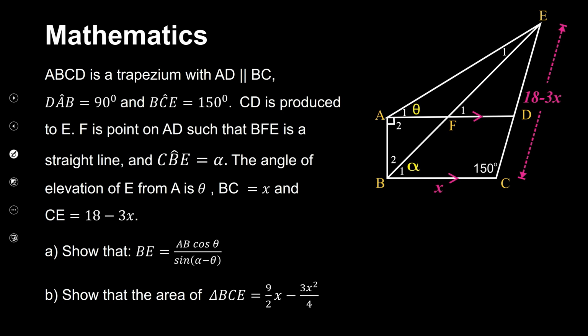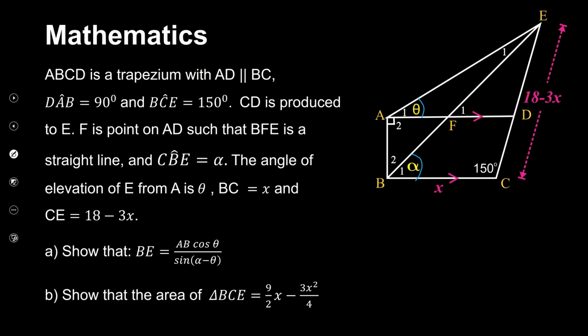Okay, our next example, we needed to show that ABCD is a trapezium. Sorry, they've given us that ABCD is a trapezium. We've got parallel lines. AD is parallel to BC. DAB is 90. BCE is 150 degrees. CD is produced to E. F is a point on AD such that BFE is a straight line and CBE is alpha. So they've given us this is alpha. They've then given us that the angle of elevation from E to A is theta.